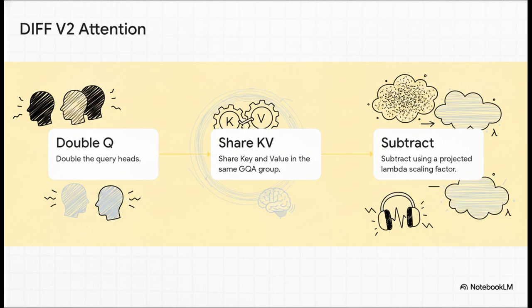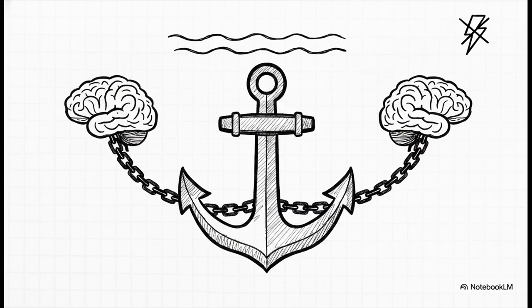If you want a real-world analogy, think of noise-canceling headphones. By generating two attention maps and subtracting them, we cancel out the static and isolate the true, pure signal. But there is a really crucial detail hidden right in the researcher's code. Those two subtraction heads absolutely must share the same key and value, meaning they have to be in the same GQA group. If you try subtracting heads that are not in the same group, the model goes haywire. You get severe training instability and massive loss spikes.